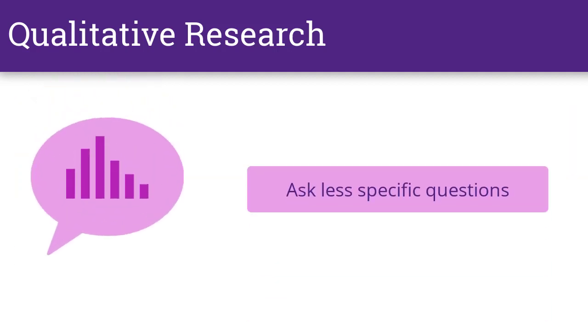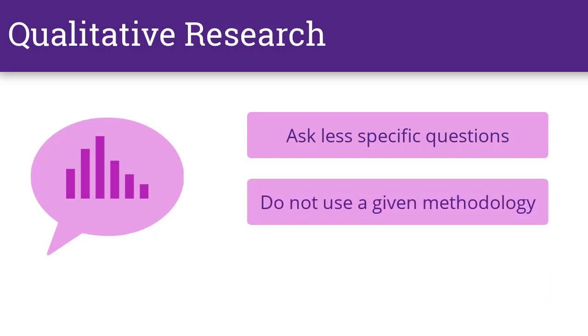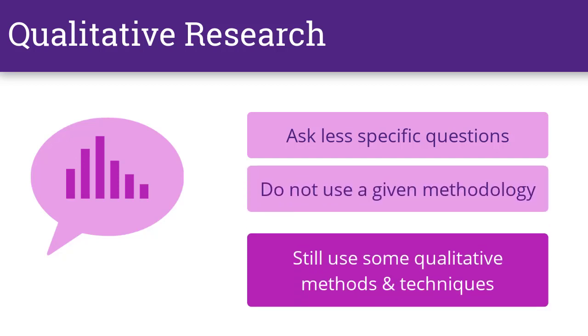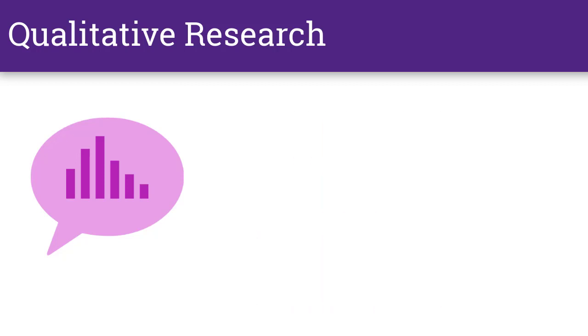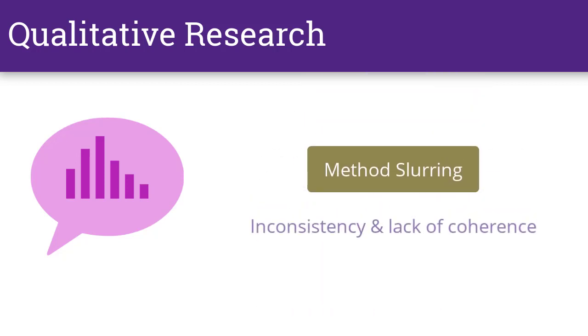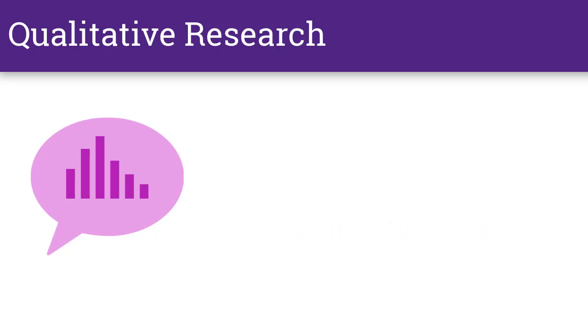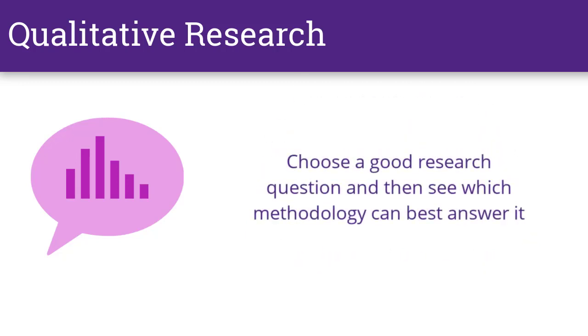There are generic qualitative research studies being done that ask less specific questions, do not use a given methodology, but still use some qualitative methods and techniques. These types of studies run the risk of method slurring, leading to inconsistency and lack of coherence throughout the research. For this reason, it is important to choose a good research question and then see which methodology can best answer it.